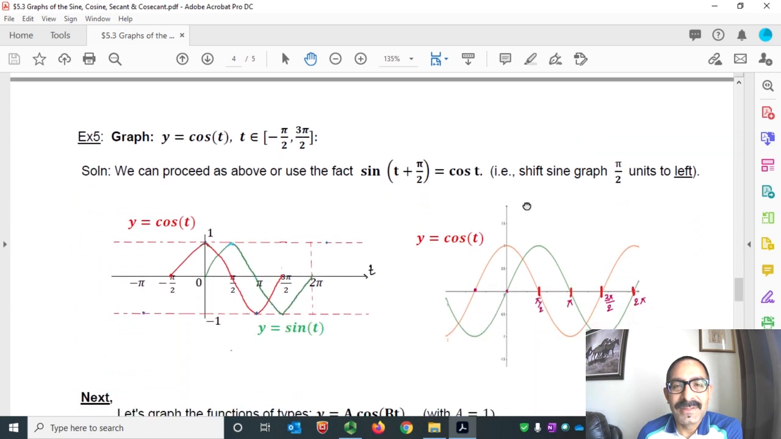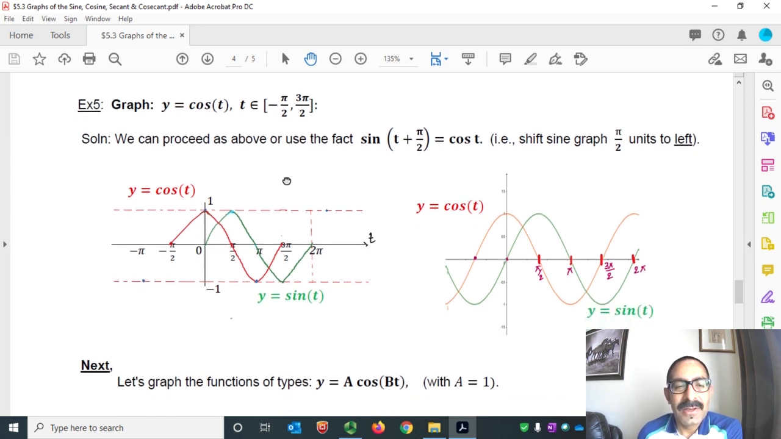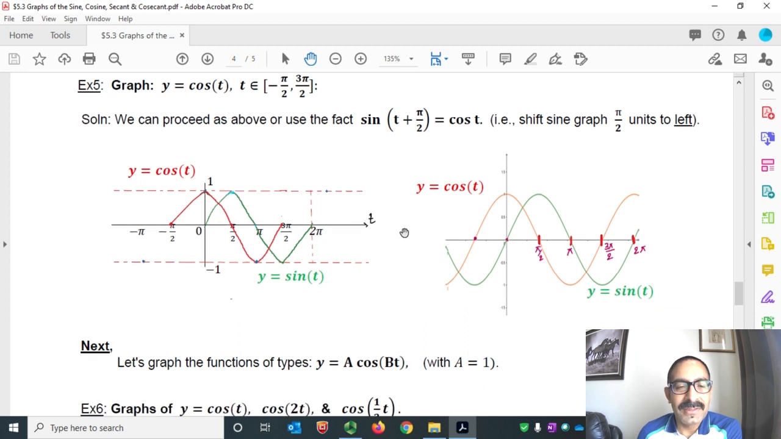Example 5, let's graph the cosine function. Solution. We can proceed as above using the chart and graph the cosine function, or we can use the fact that cosine t is simply the shifting of the sine graph to the left by pi over 2 units. We already know the sine graph here. Let's shift this graph by pi over 2 to the left. So 0 moves to minus pi half, pi moves to pi half, 2 pi moves to 3 pi over 2, and then join. So this is our cosine curve.